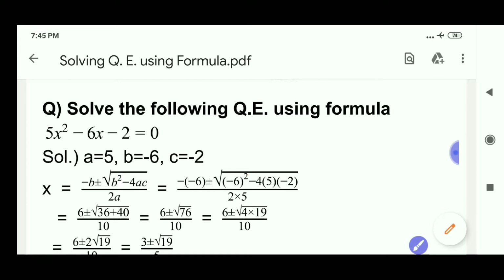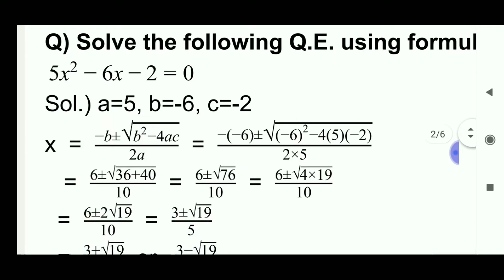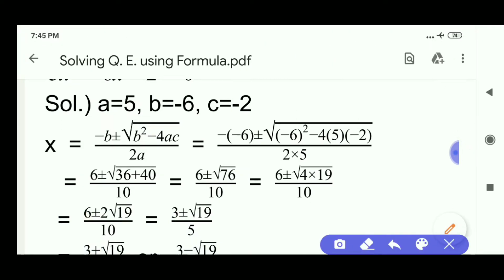Now let us substitute these values in the formula. What is the formula? Minus b plus or minus root over b square minus 4ac, whole by 2a. Now minus b is minus 6, plus or minus root over b square, b is minus 6, so minus 6 whole square, minus 4 into a is 5, and c is minus 2, whole by 2 into a, that is 5.